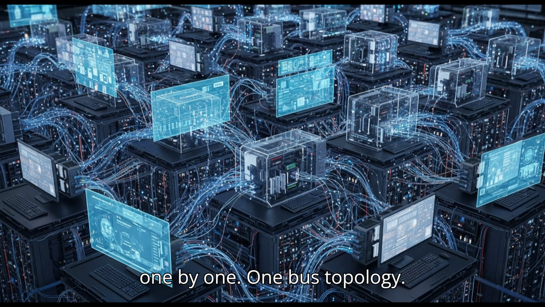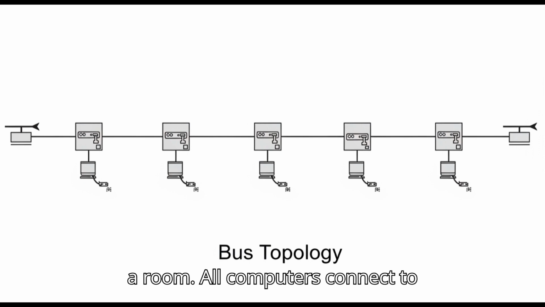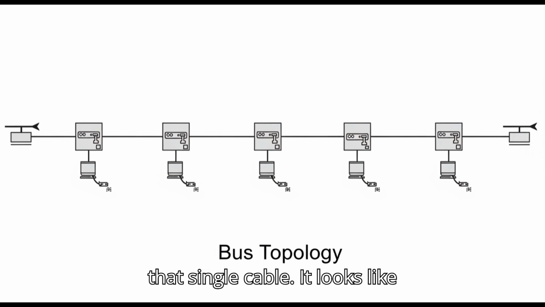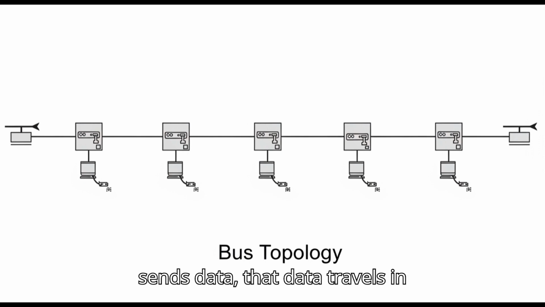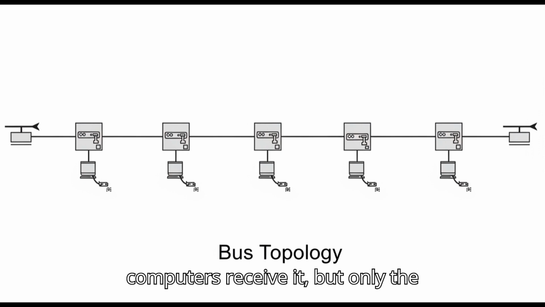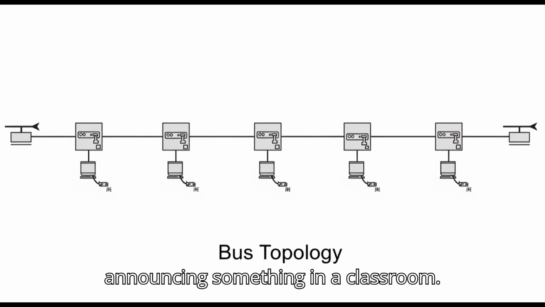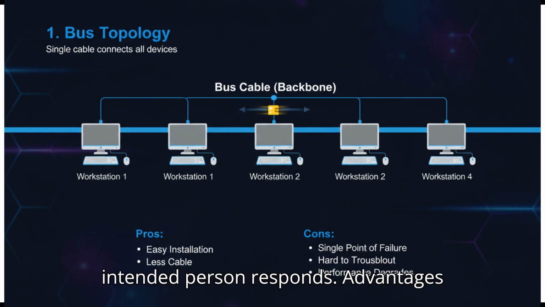1. Bus topology. Imagine one long cable running across a room. All computers connect to that single cable. It looks like a straight line. When one computer sends data, that data travels in both directions along the cable. All computers receive it, but only the correct computer accepts it. It's like announcing something in a classroom. Everyone hears it, but only the intended person responds.